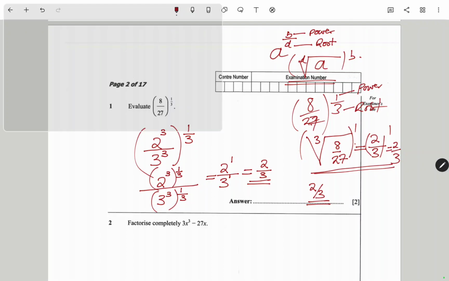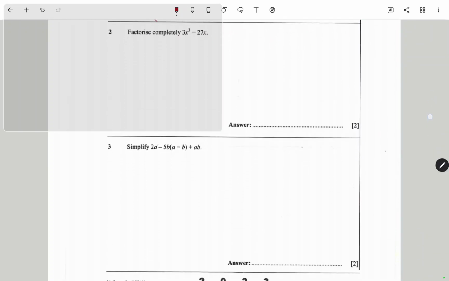Let's go on as we look at question number 2. It says factorize. When you hear the word factorize, it means you're looking for factors to simplify your expression. So in this case, what are the factors of 3x cubed and negative 27x? We notice here that 3 is one of the factors as well as x. So 3x is a factor.